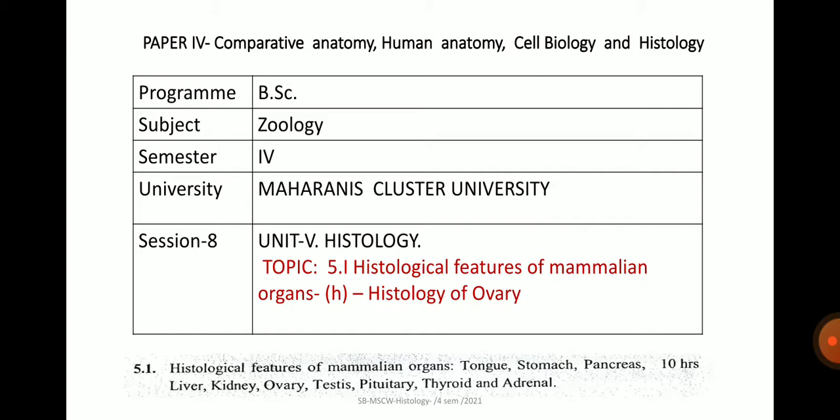Students, in the previous session, I elaborated on the histological details of the adrenal gland, which is an endocrine gland. I'm sure you have followed the same, and today let me explain the histological structure of mammalian ovary, that is the female reproductive organ.